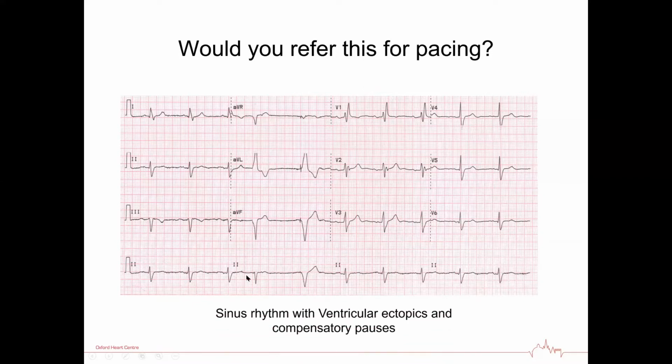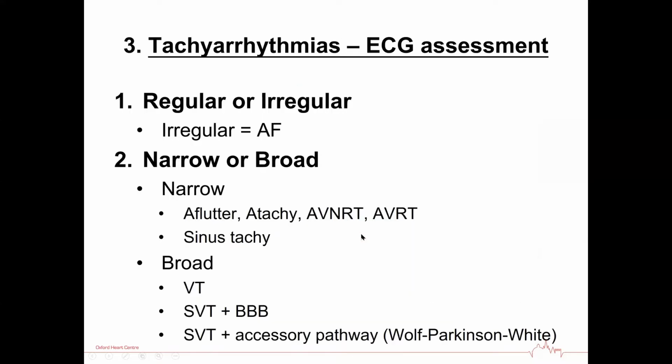What we're seeing with these 2 beats is these are ventricular ectopics. That's why the morphology is different and they're broad. And they're ventricular ectopics coming from the left ventricle. This is sinus rhythm with ventricular ectopics, and you often get a compensatory pause. If you take out the abnormal beats, look at the rest of the ECG, there's nothing to worry about. So no is the answer, you would not refer to pacing.